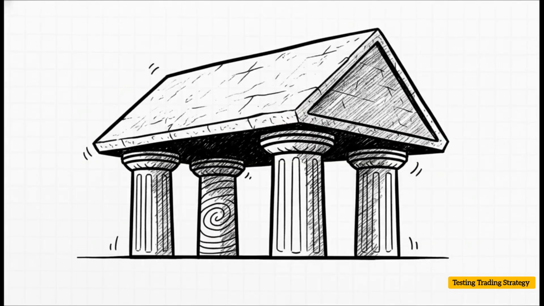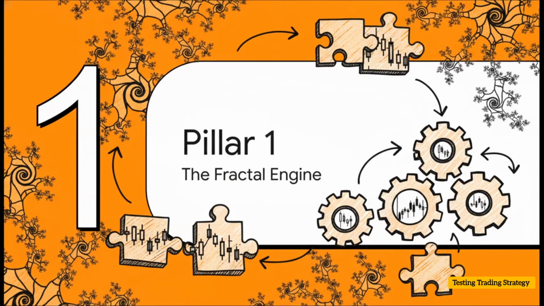So, to actually survive, we've got to respect what we call the four foundational pillars. We're talking about fractal nature, bias, market structure, and liquidity. If we ignore even one of these four pillars, guys, the whole structure fails. You absolutely need all four to keep the roof over your head. All right, so let's break these down, starting right at the foundation with Pillar 1, the fractal engine.